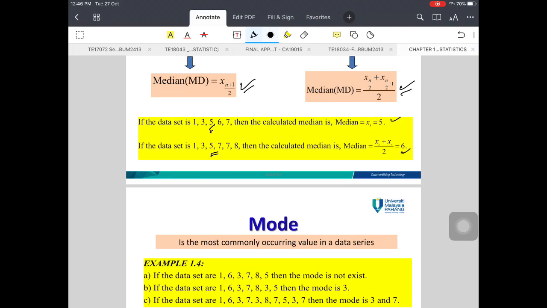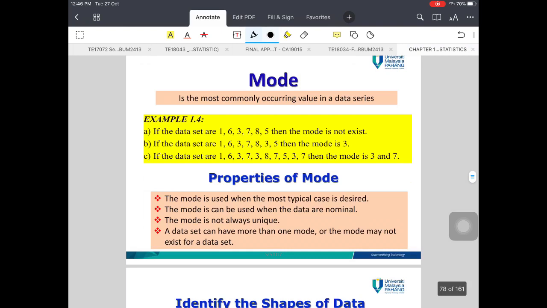Alright, we go to the next one, which is mode. Mode is the most commonly occurring value in our data set or our data series. It is the most frequent data value that occurs in our data. Okay, look at the example.